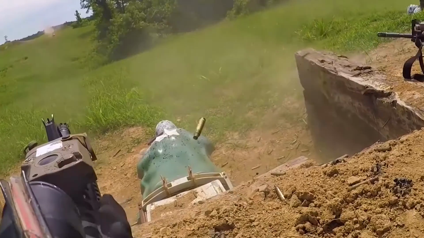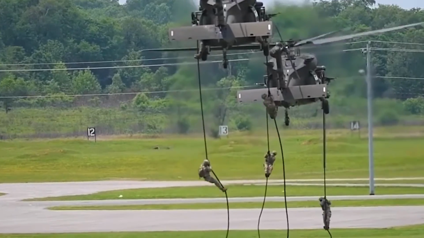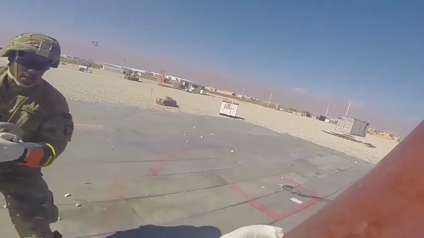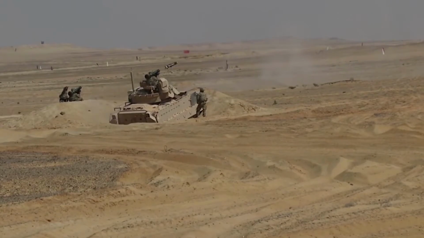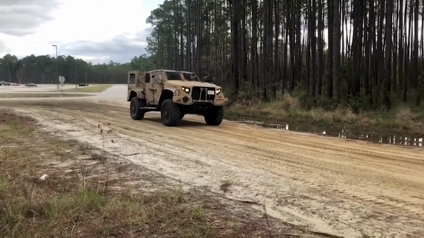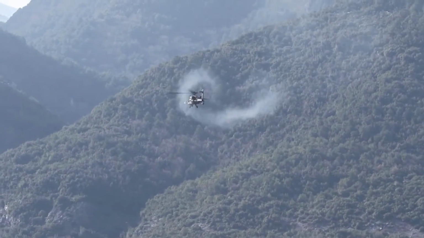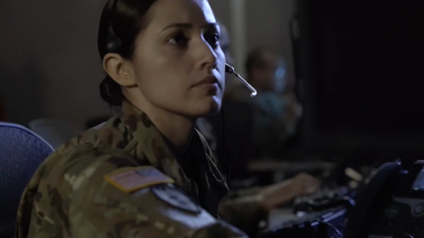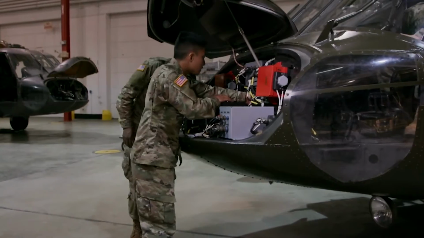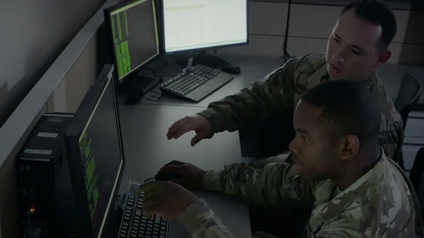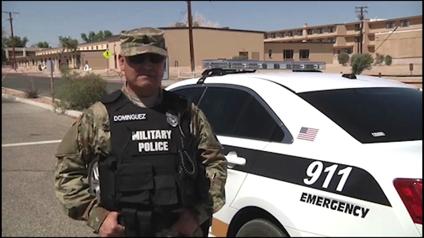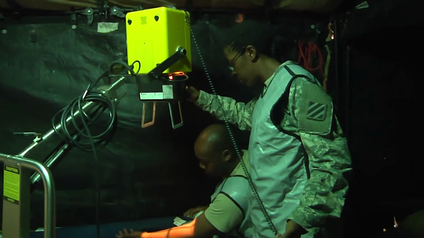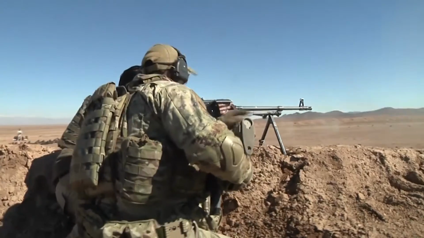Today, the Army is made up of more than 700,000 soldiers, including active duty and Army Reserve personnel. Army soldiers fill many roles. There are doctors, lawyers, and engineers. There are electricians, computer programmers, and helicopter pilots. There are police officers, logistics experts, and civil affairs representatives.